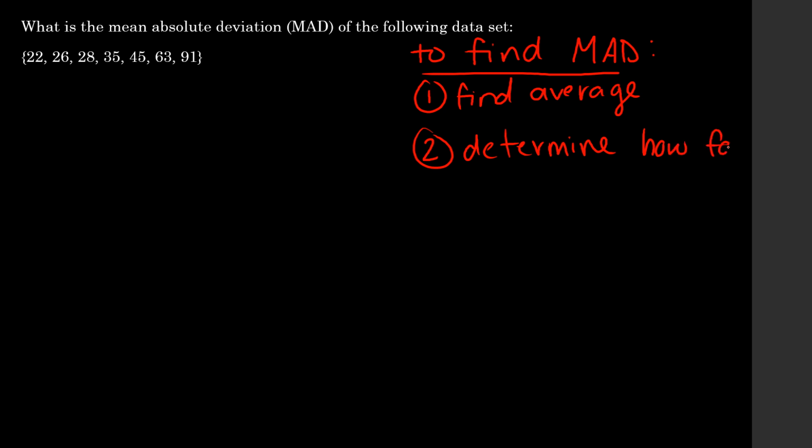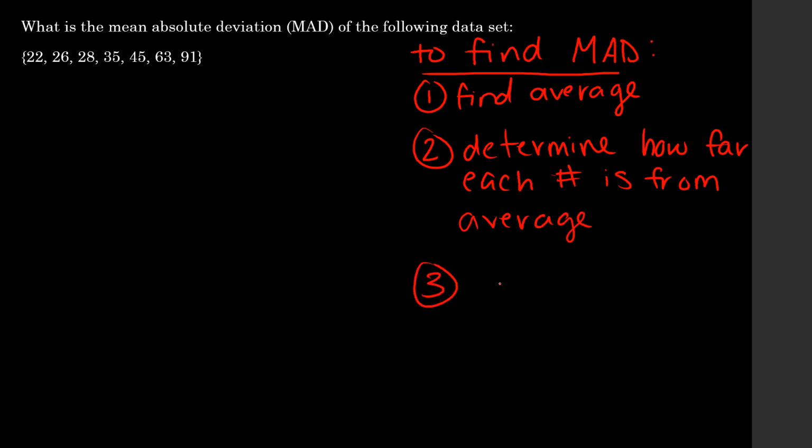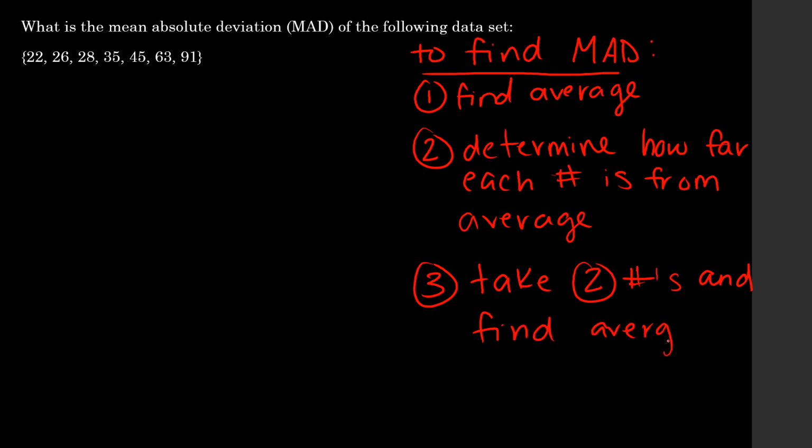how far each number is from your average. And I will show you what that looks like in a second. Then the third thing you're going to do is take your numbers from number 2, let me write it this way, and find your average with them.